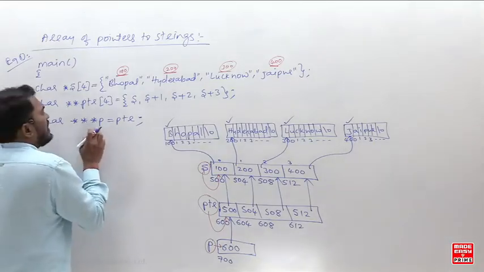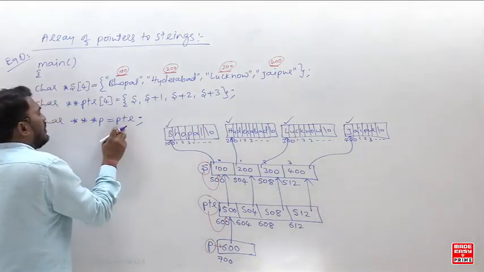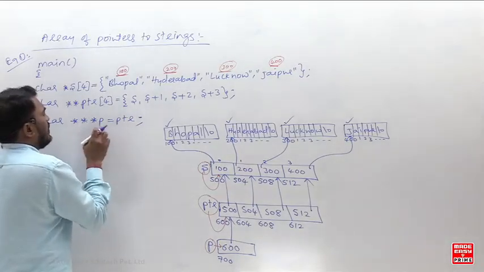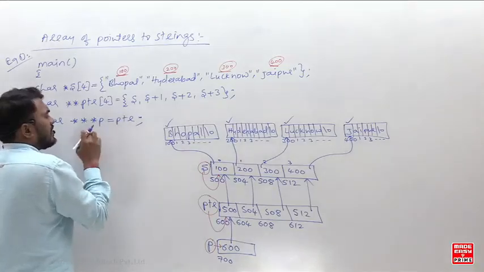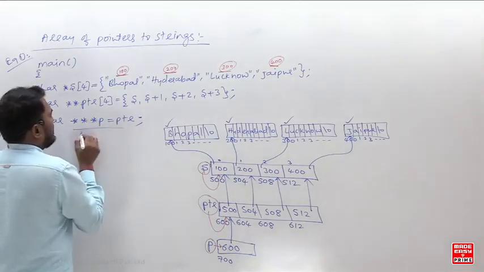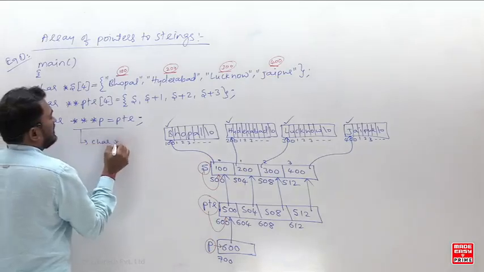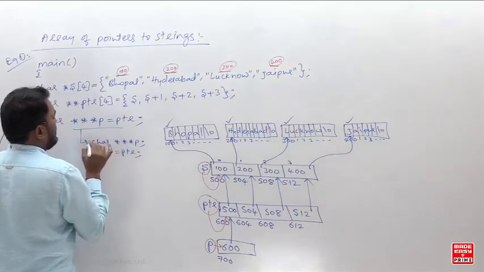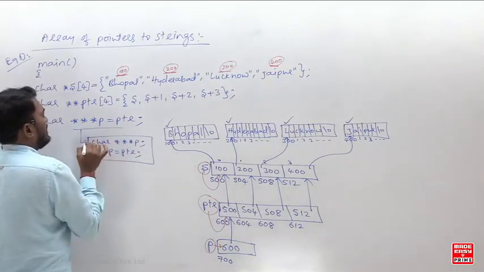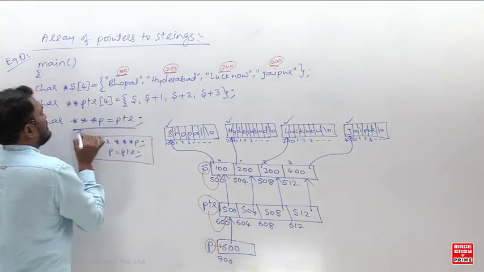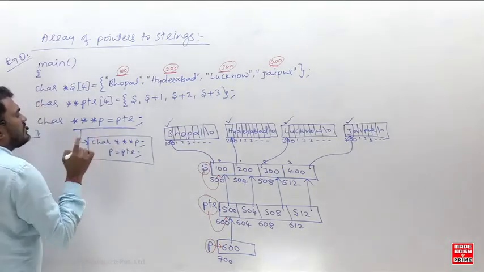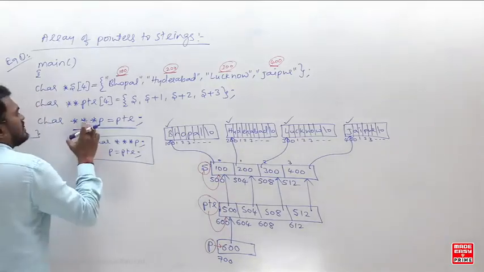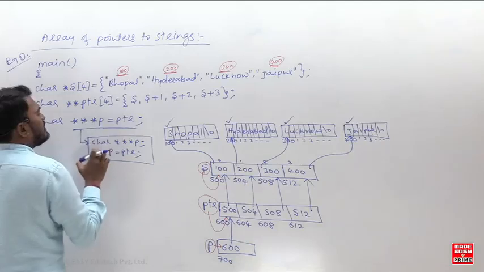And next, char triple star p equal to ptr. Same thing. This is declaration and initialization both. If I want to separate this into two statements, I write char triple star p, and then p equal to ptr. The meaning of both is the same. Is this clear for everyone? The meaning of both is the same.